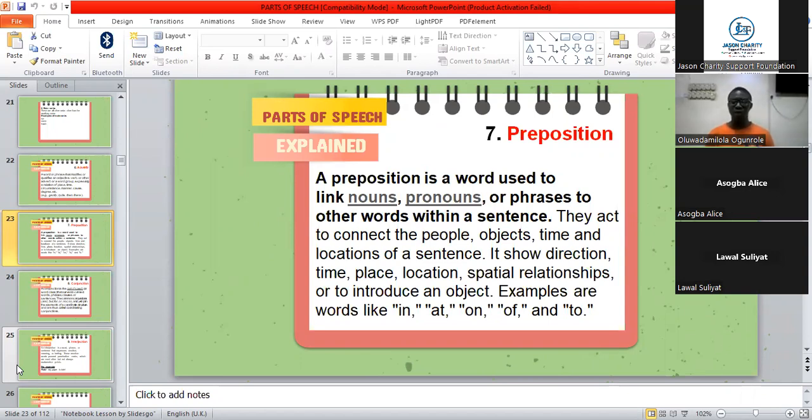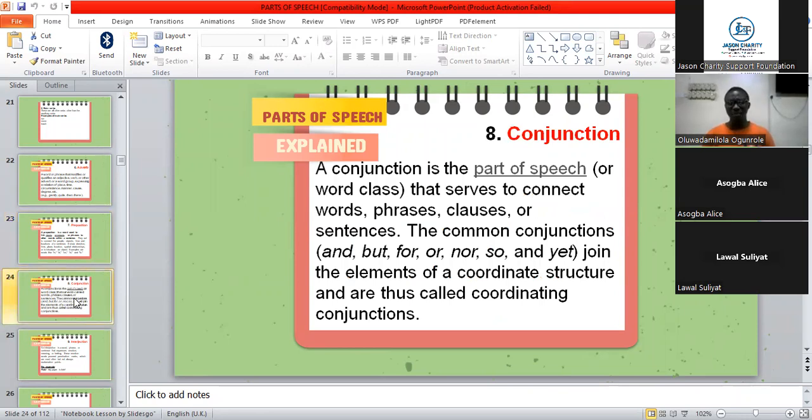Thank you for that. So as I was saying, we have so much categorized the preposition such that they can be used as conjunctions, and they can be used as adverbs. They have about 3 or 4 functions in the English language. Moving on from there to the 8th part of speech, we have the conjunction.